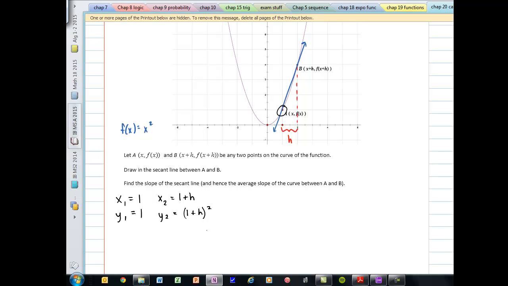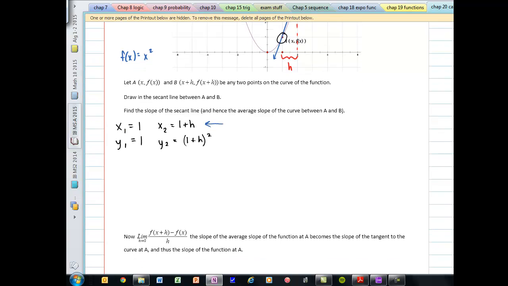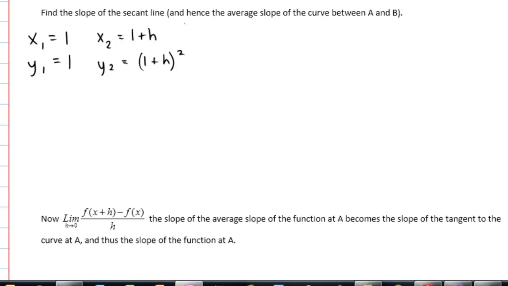And the reason it's equal to 1 plus h squared is because, remember, our original function was f of x equals x squared. And in order to find coordinate pairs, I pick an x value and then plug it in and get a y value. So if 1 plus h is my x value, then I just have to plug it into the function x squared. So 1 plus h squared gives me my second y value. Alright, now that I have 2 points, I'm just going to use my slope formula in order to calculate the slope.